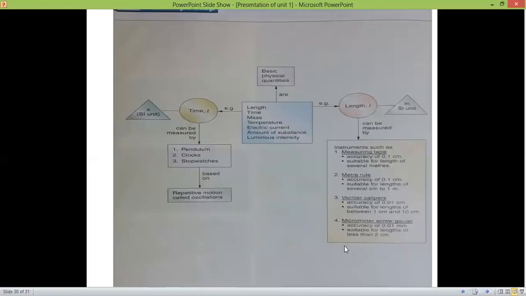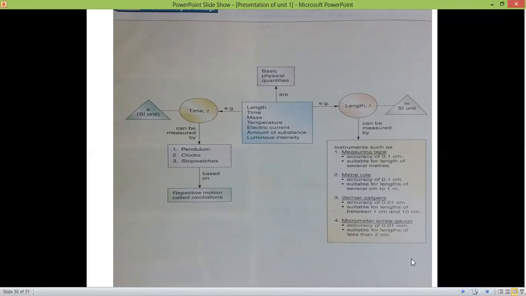Okay, in the last, we're going to do the recap. Physical quantities are divided into two types: base quantities and derived quantities. There are seven base quantities: length, time, mass, temperature, electric current, amount of substance, and intensity of light. SI unit of length is meter, time second, mass kilogram, temperature Kelvin, electric current ampere, amount of substance mole, intensity of light candela.